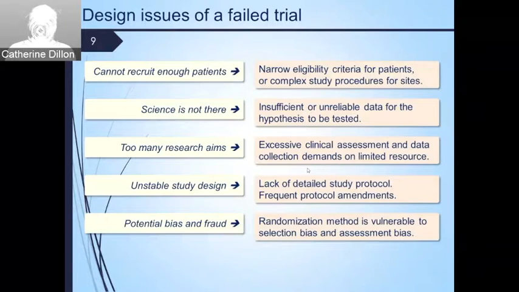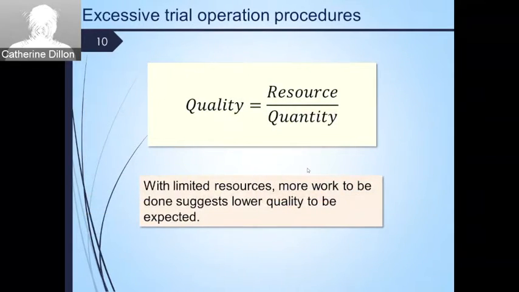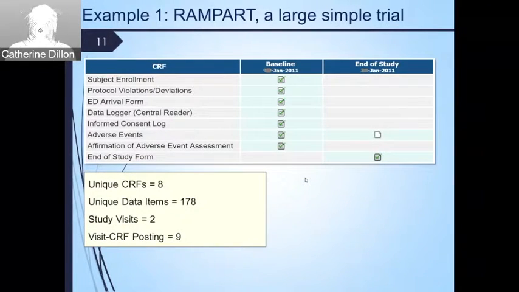And you could have potential bias or fraud, where situations such as maybe your randomization method is vulnerable to selection bias, or your assessment is vulnerable to assessment bias. And we're going to talk about all of those a little bit more. So, excessive trial operations: we only have so much time and energy and money on our hands, right? With limited resources, the more you have to do, it suggests that you're going to have a lower quality of your product. So really focus in on what's important and not the, well, I'd like to look at it, I might want this, I might need that. And here are just some examples.